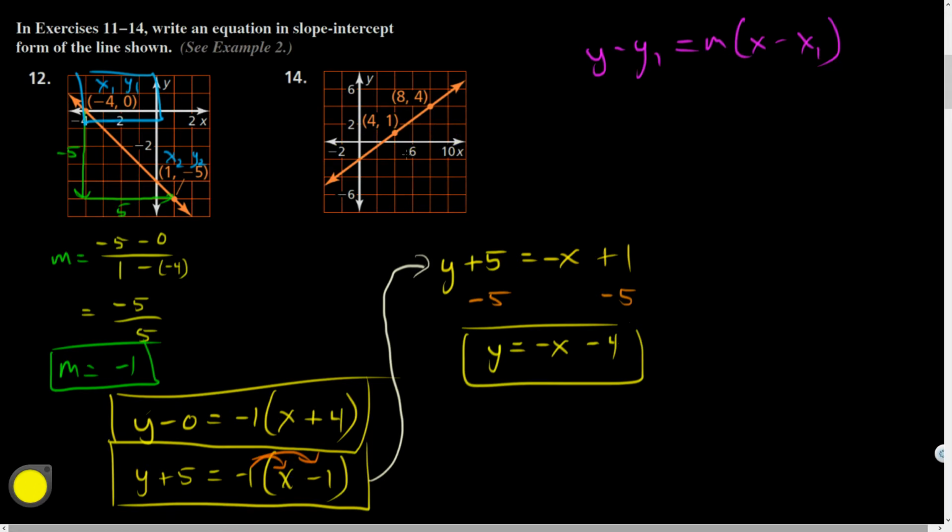All right, let me do this last one real quick. Oh, notice they changed the scale here. They're counting by 2s. Look out. So let me read the slope right off the graph this time. It's going from 1 to 4, so it's going up 3, and from 4 to 8, so over 4. So it looks like m is equal to 3/4.